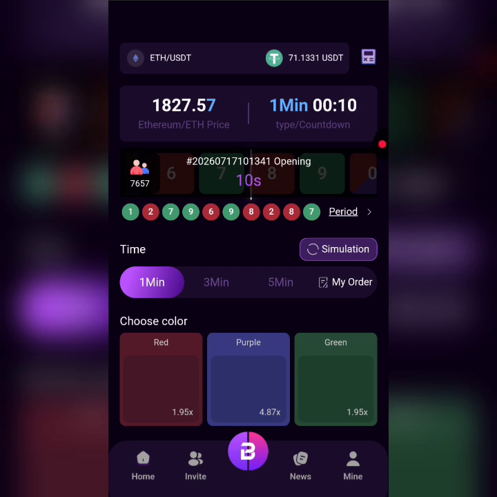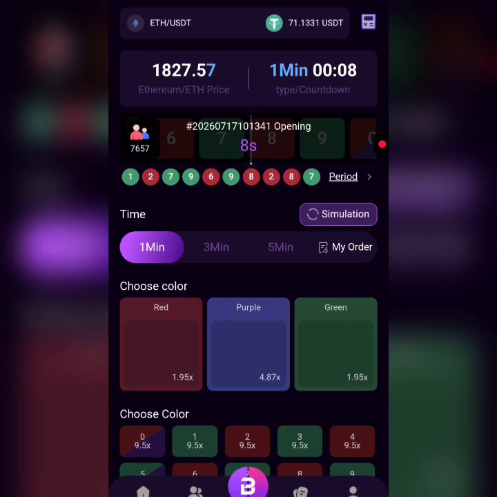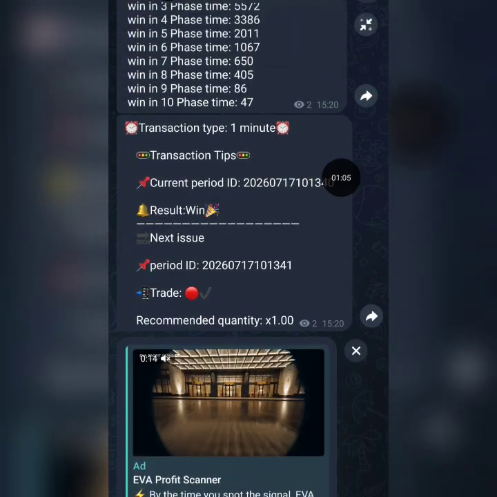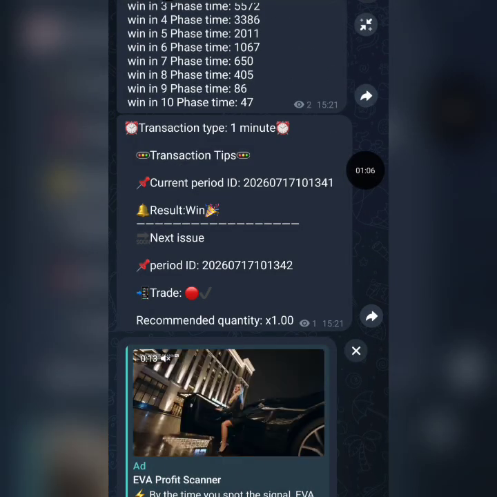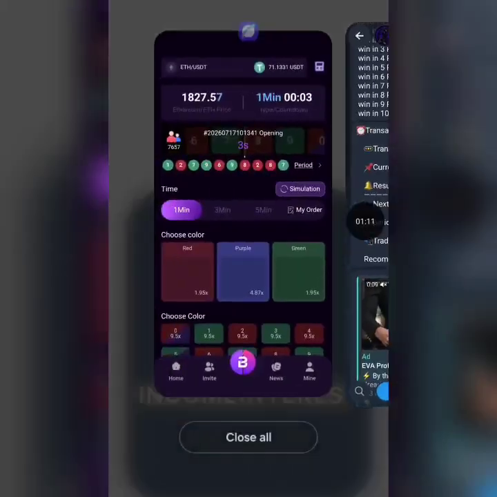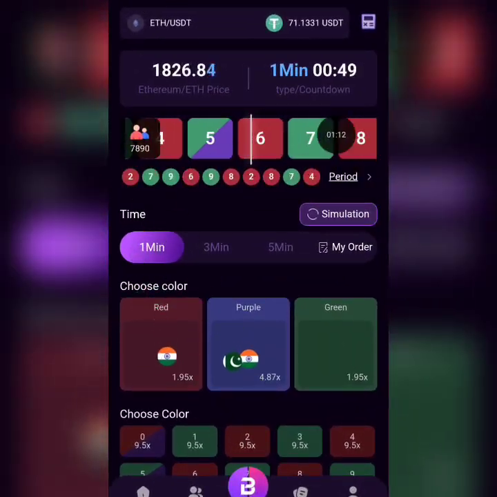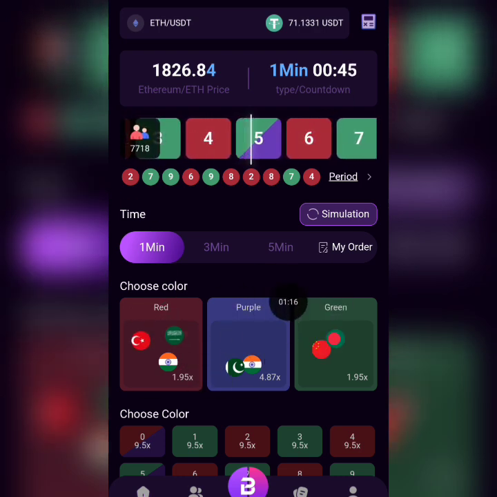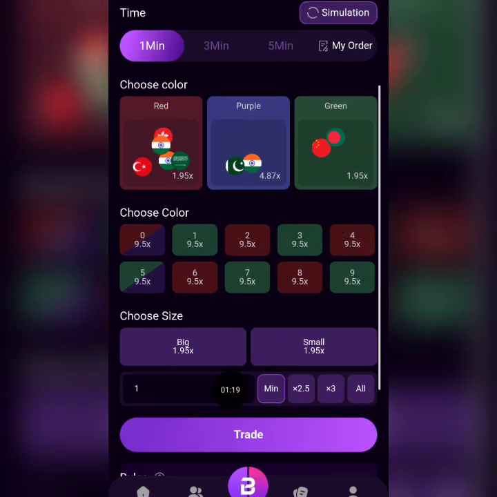But in this video, we're just going to play some trades using the calculator to show you how that's done. What the signal group helps you do is drop signals telling you the color to trade, whether red or green, and if you select it right here and it comes out as the result, you're going to gain 1.95 times the amount you used to place that trade.